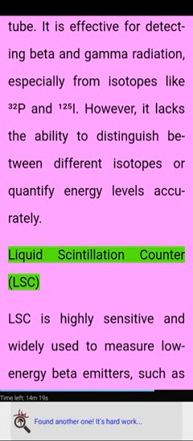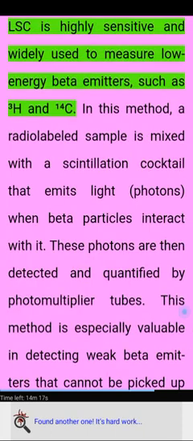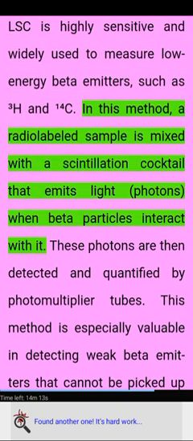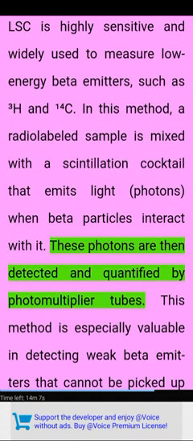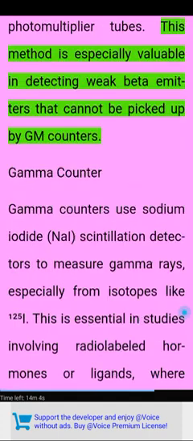Liquid scintillation counter, LSC. LSC is highly sensitive and widely used to measure low energy beta emitters, such as ³H and ¹⁴C. In this method, a radiolabeled sample is mixed with a scintillation cocktail that emits light photons when beta particles interact with it. These photons are then detected and quantified by photomultiplier tubes. This method is especially valuable in detecting weak beta emitters that cannot be picked up by GM counters.